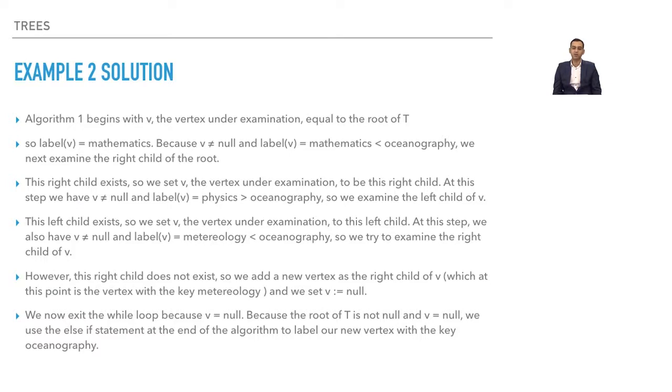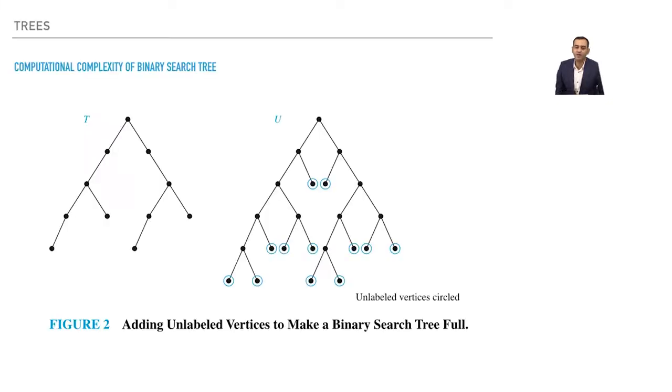We now exit the while loop because v equals null. Because the root of T is not null and v equals null, we use the else if statement at the end of the algorithm to label our new vertex with the key oceanography. We will now determine the computational complexity of this procedure.